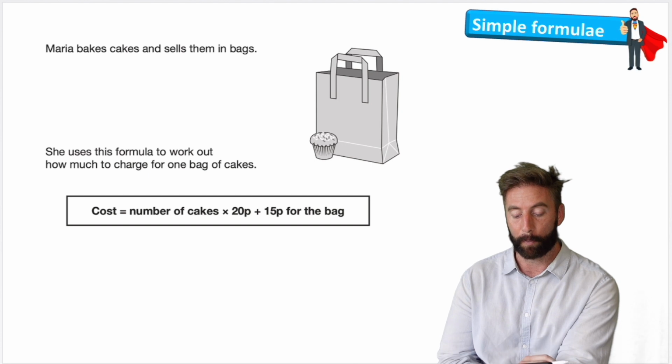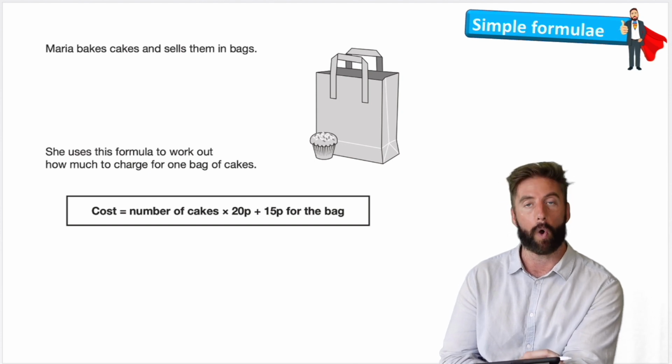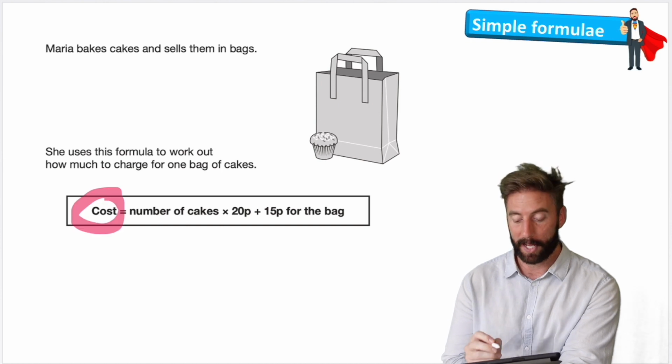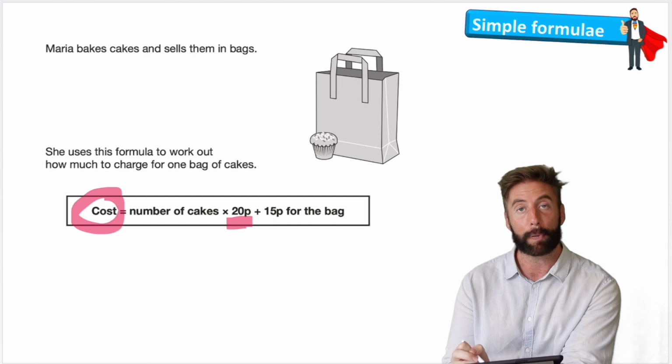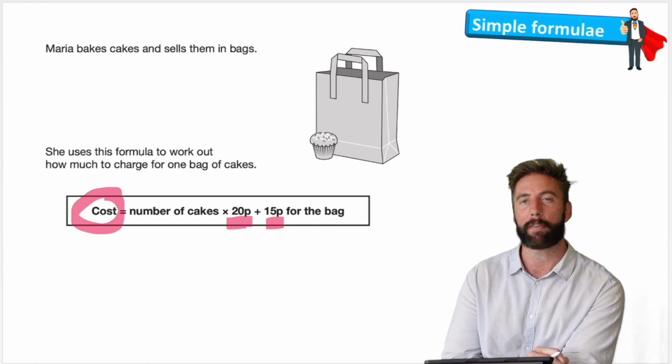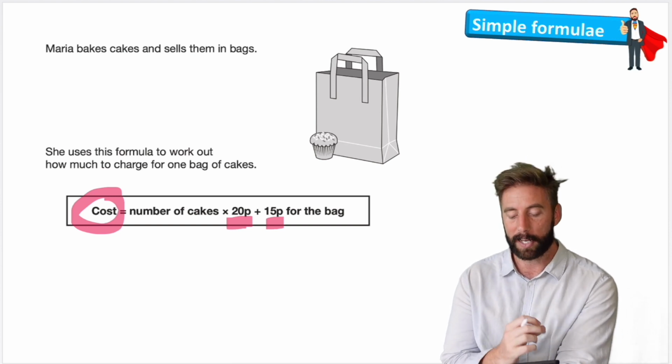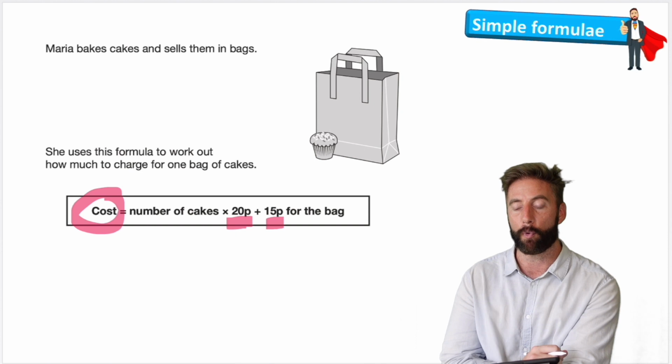She uses this formula to work out how much to charge for one bag's worth of cakes. So you can see that the cost would be equal to the amount of cakes sold, which are 20 pence each, plus 15p for the bag. So we're always going to have to pay 15p for the bag, even if we buy one cake or if we buy 20 cakes. So let's try and see if we can create a formula for that.